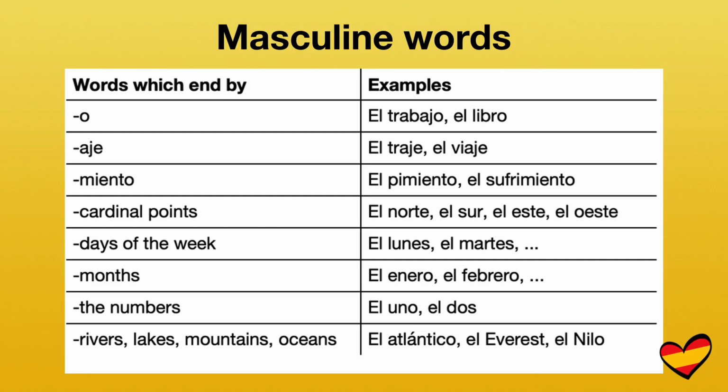So now let's have a look at the next table, because it has some tips which might help us to guess if the word is masculine or feminine. So, masculine words are those words which end by o, for example, el trabajo, el libro. Aje, el traje, el viaje. Miento, el pimiento, el sufrimiento.